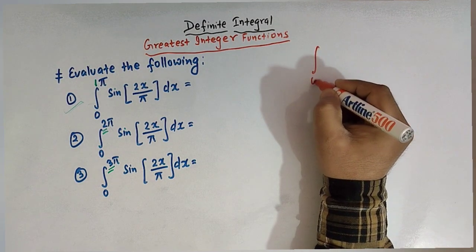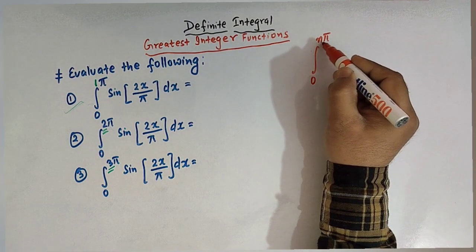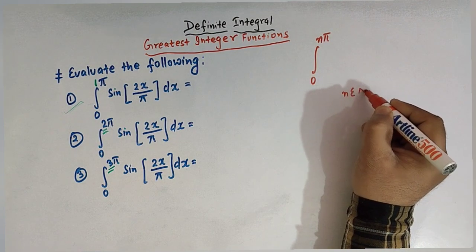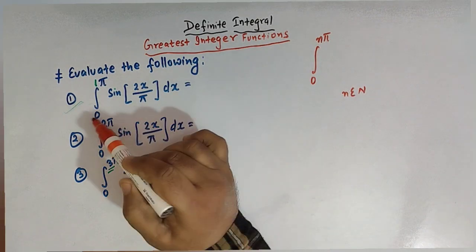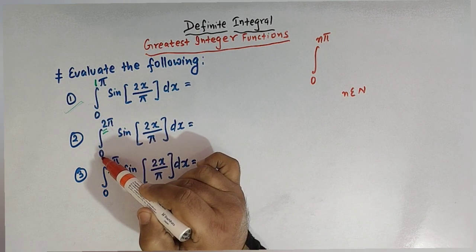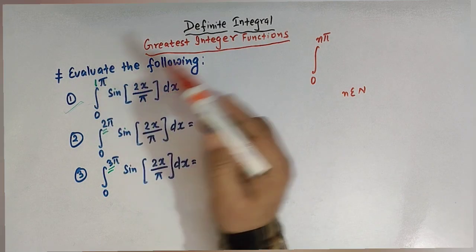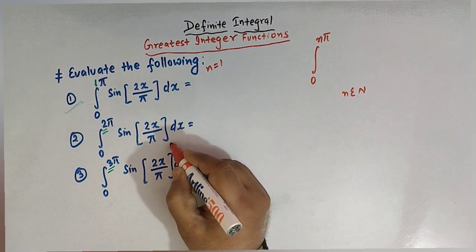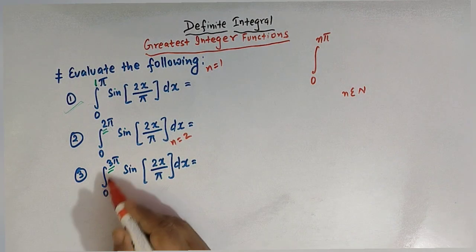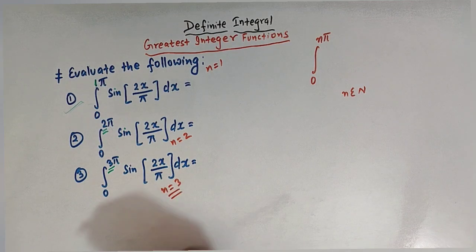Suppose we have the integral from 0 to n pi, where n is a natural number. So we have the limits from 0 to n pi. Here we have 0 to 1 pi, here we have 0 to 2 pi, 0 to 3 pi. So in the first case n is equal to 1, in the second case n is equal to 2, and in the third case n is equal to 3.